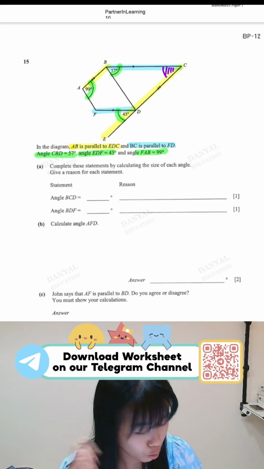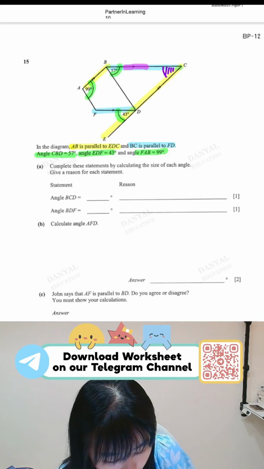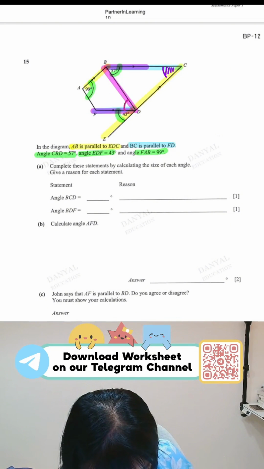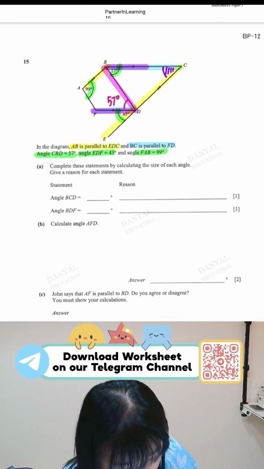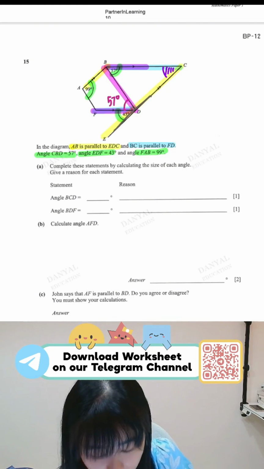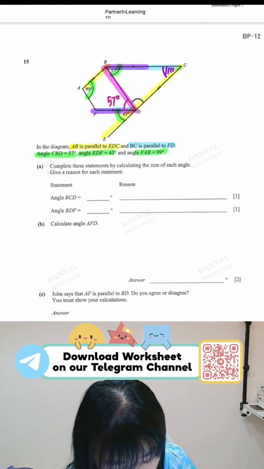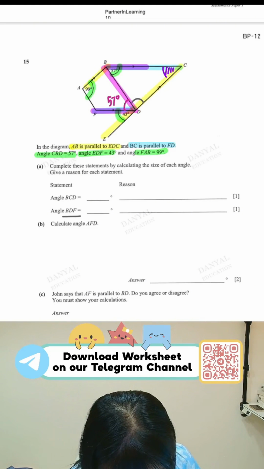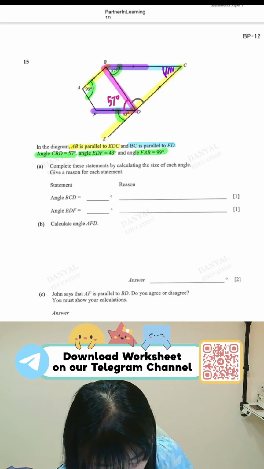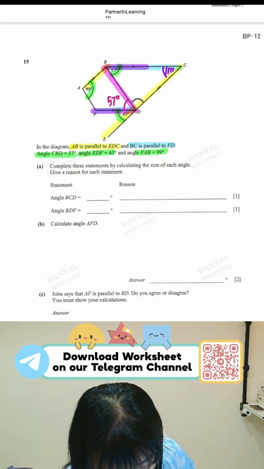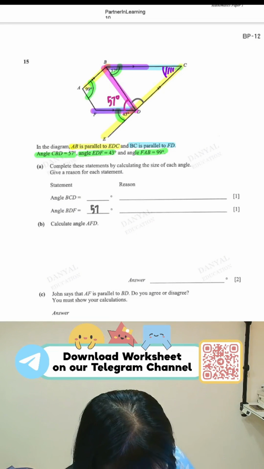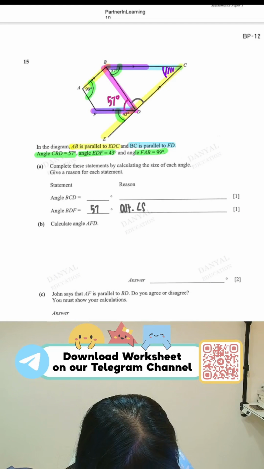Oh, okay, so this is what y'all do first. Y'all see the Z shape first. Because it's parallel, then you know this is 57 degrees first. Then, because this is a straight line, you do 180 minus 43 minus 57. Then you get this. By the way, this one they want BDF. So BDF is 57 degrees and the reason is alternate angles due to BC parallel to FD.